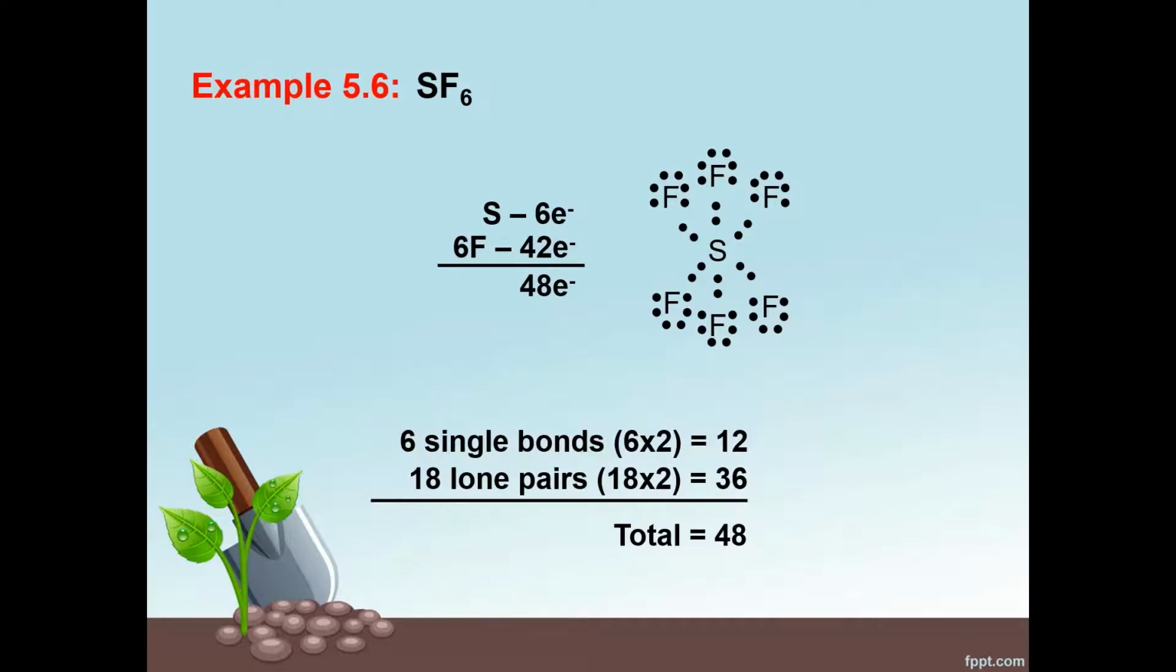6 times 2 is 12. And every fluorine atom has 3 lone pairs. 3 times 6 is 18 lone pairs. Times 2 is 36. So we come back at the total of 48 electrons. Our Lewis structure is correct.